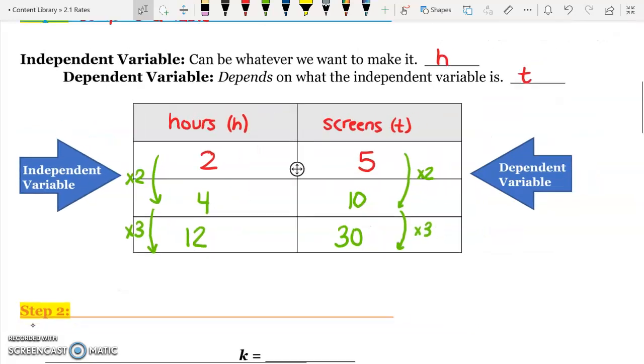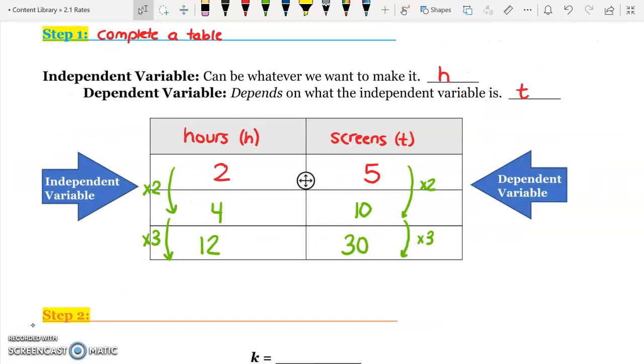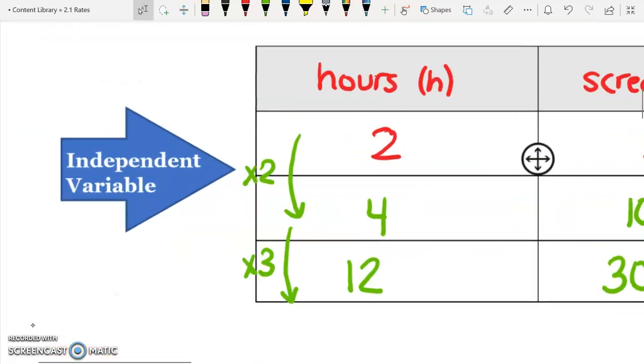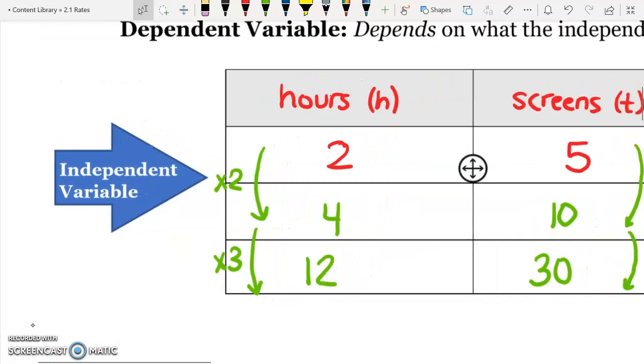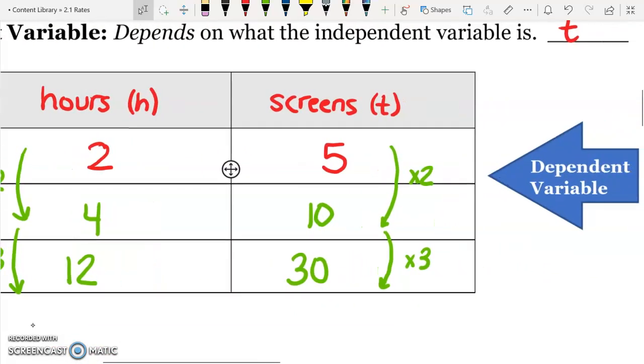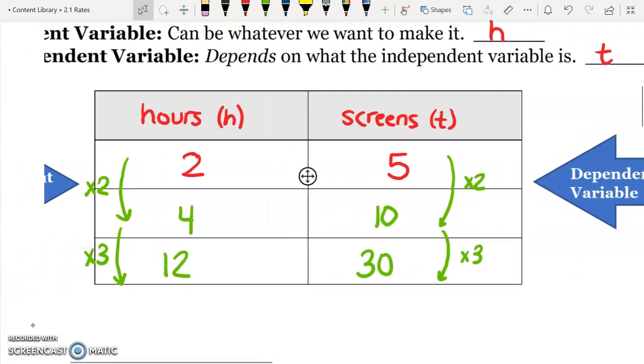Okay, so that really encompasses our step 1, which was to complete the table. And again, our independent variable will always go on the left side. Dependent variable will always go on the right side, just to keep ourselves organized.